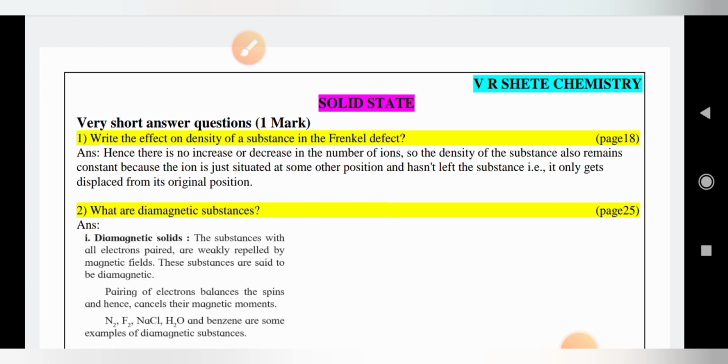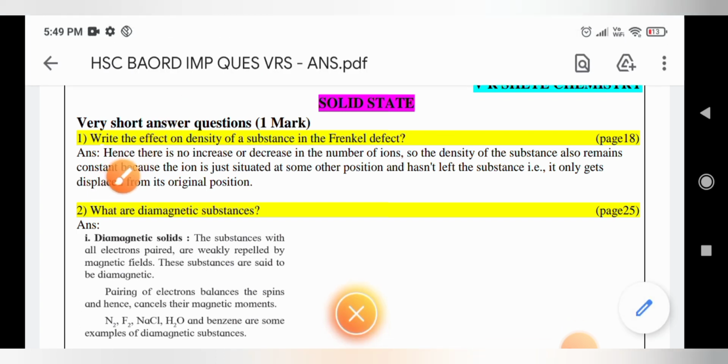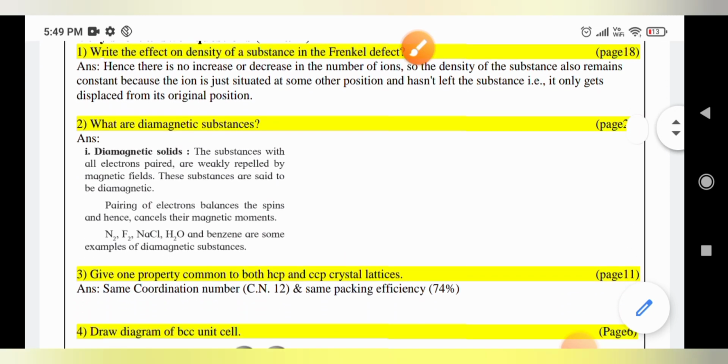We know that Frenkel defect is not related to the density, hence there is no increase or decrease in the number of atoms or ions in a Frenkel defect. So the density of the substance remains constant. Very important one: no change in the density. In a Frenkel defect, there is only a change in the position of the atoms or ions, so the original density of the substance remains constant.